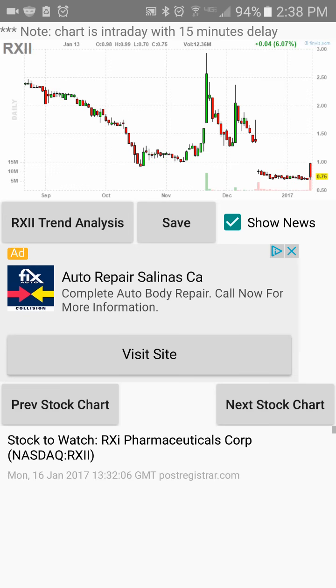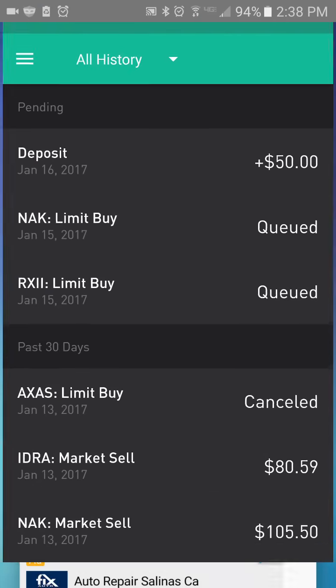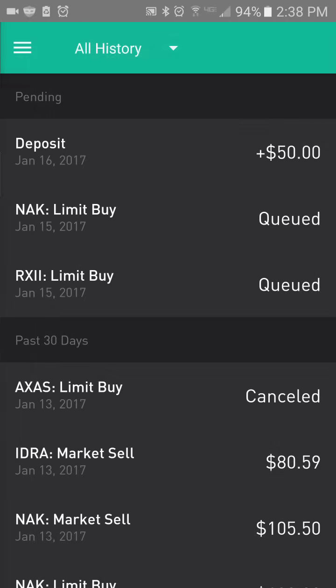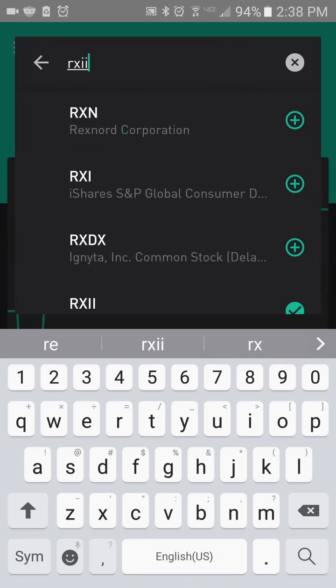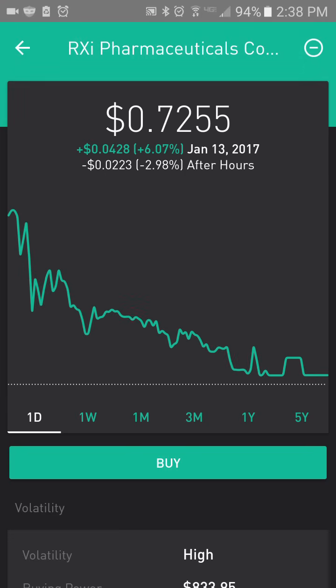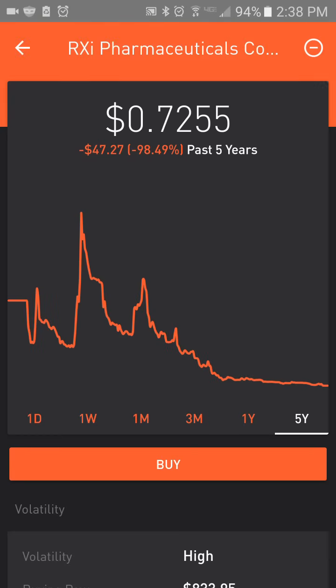So now I'm going to go to my Robinhood app, go to the home page, and search RXII and look at it. Before I make any judgments, I go all the way to 5 year because I want the whole picture. I want to see everything this stock has done as far back as possible.